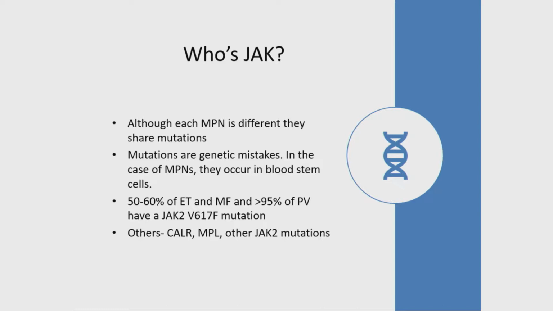So these mutations occur in the stem cells in the bone marrow, in the seeds that make your plants, like was said before. The most common of the mutations is the JAK2 mutation. About half of patients with ET and half of the patients with myelofibrosis will have a mutation in JAK2. Most patients with polycythemia vera, really the overwhelming majority, greater than 90% of patients, will have a JAK2 mutation. But there are other mutations that have been recognized more recently, such as the calreticulin mutation and the MPL mutation. And these mutations really only occur, for the most part, in ET and myelofibrosis.